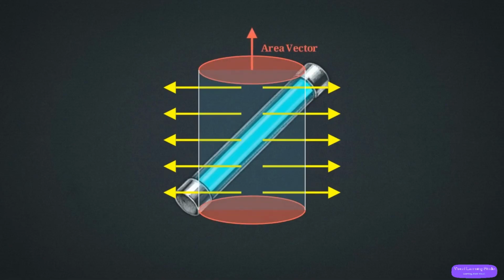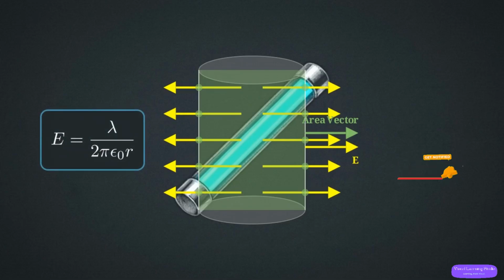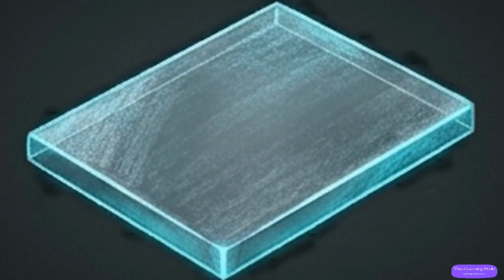Look at the flat end caps. Their area vectors point straight along the wire, perfectly perpendicular to the outward electric field. That means zero field lines pass through them. All the flux is isolated entirely to the curved outer wall, where the field and the area vector run exactly parallel.